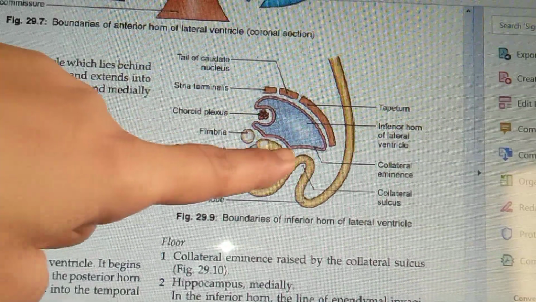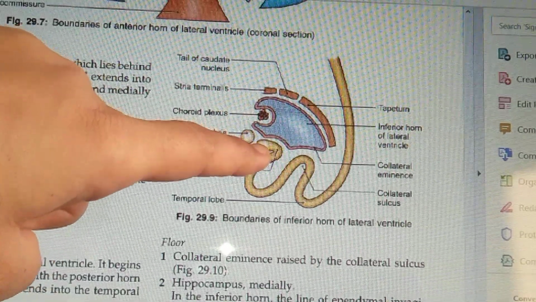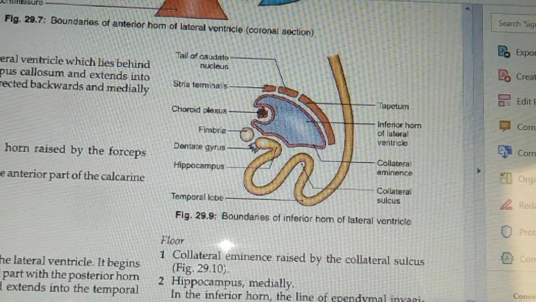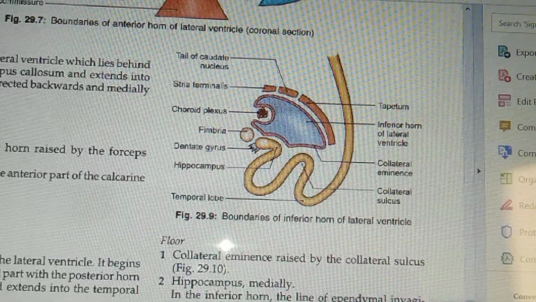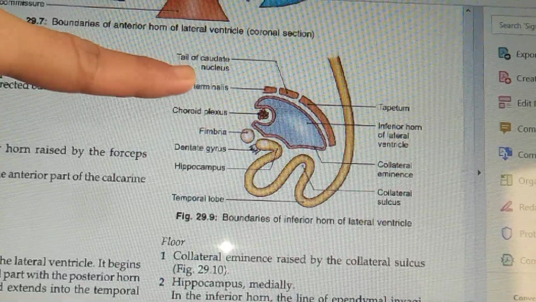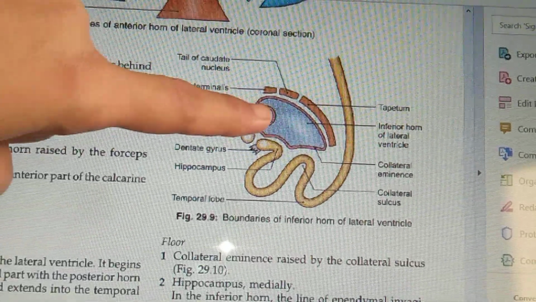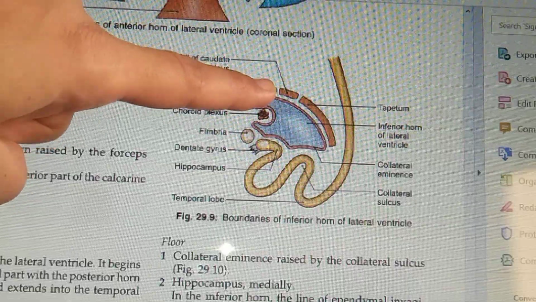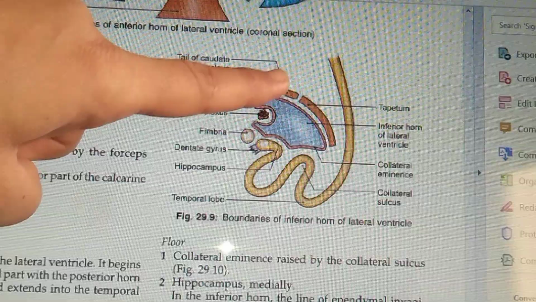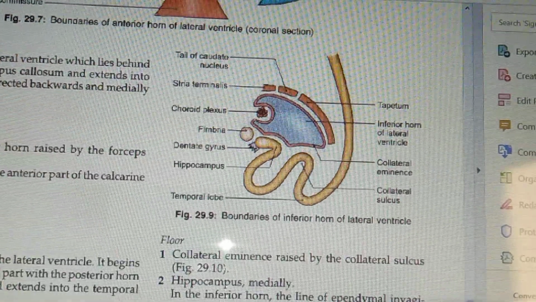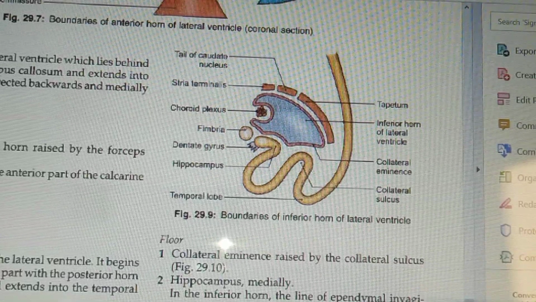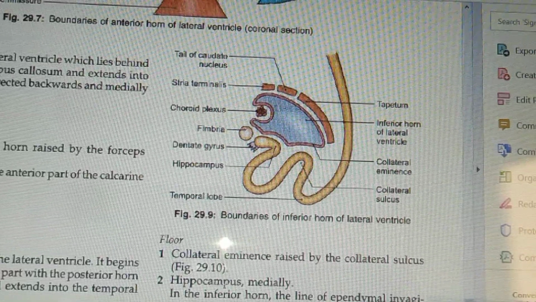The hippocampus medially is again forming the floor medially. In the inferior horn, the line of the ependymal invagination by the choroid plexus, that is the choroid fissure, lies between the stria terminalis and the fimbria. You can see the choroid plexus is present between the stria terminalis above and the fimbria below, right? So in the inferior horn it is present here. That is all about the inferior horn of the lateral ventricle and about the lateral ventricle as a whole. Bye.